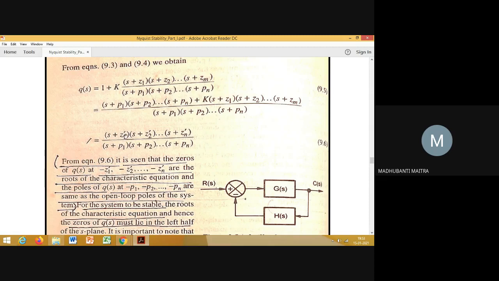If the number of roots of the characteristic equation lying in the right half of the S-plane is 0, then obviously the closed loop system will be stable. And if some of the roots of the characteristic equation are lying in the right half of the S-plane, then obviously the system will not be stable. It will be an unstable system. Right?